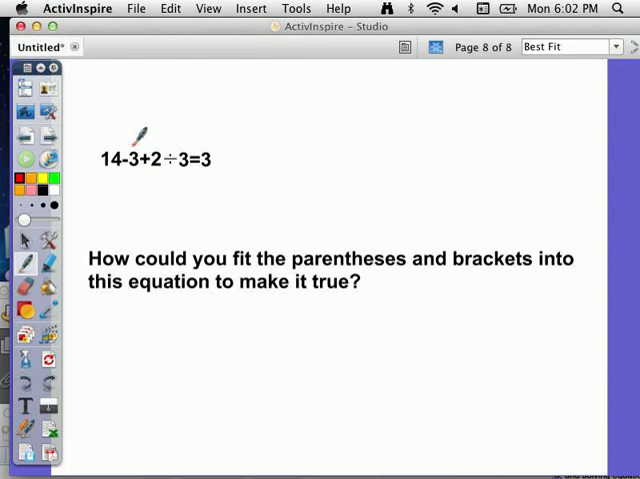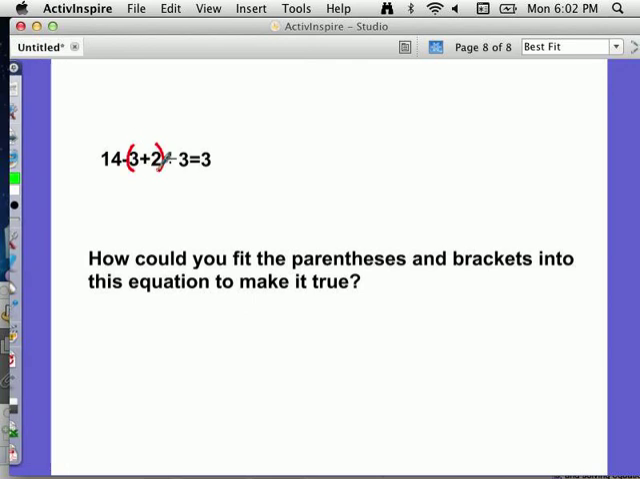What if I take 3 plus 2, which equals 5, and then 14 minus 5 would give me what? 9. So let's see. 14 minus 5 will give me 9. So I have 9 divided by 3, which is going to give me 3. But Miss Holland, I'm confused now. Shouldn't we have put that 14 minus 5 in parentheses also?